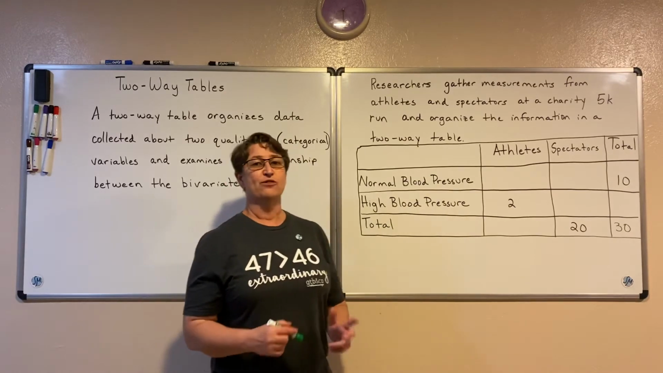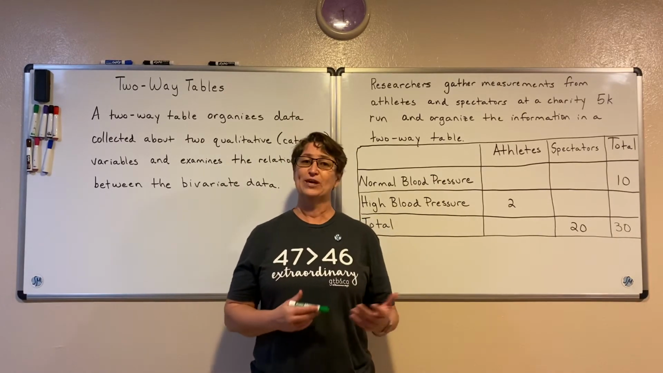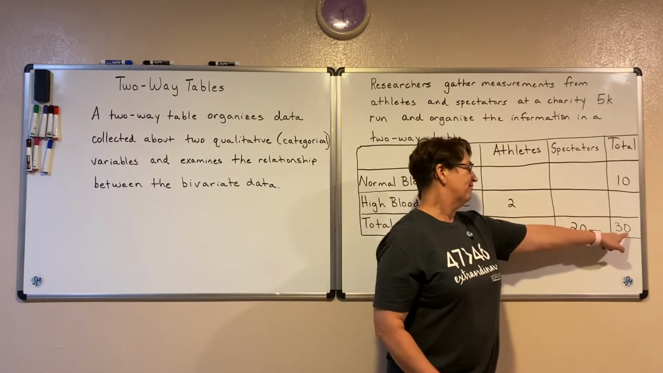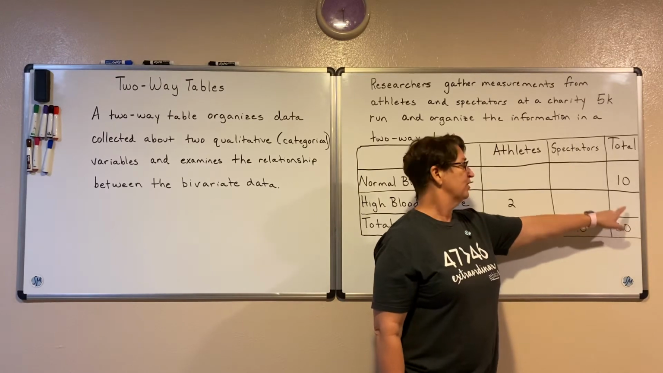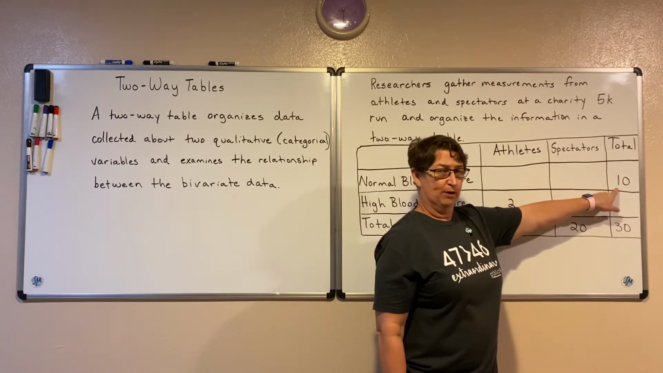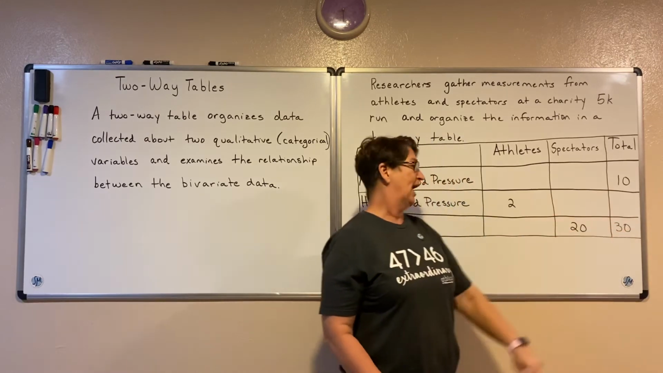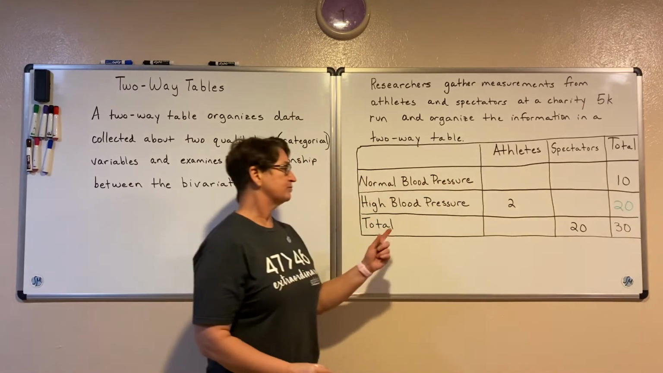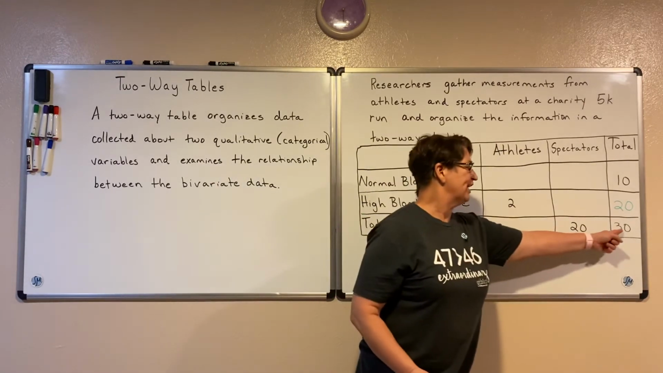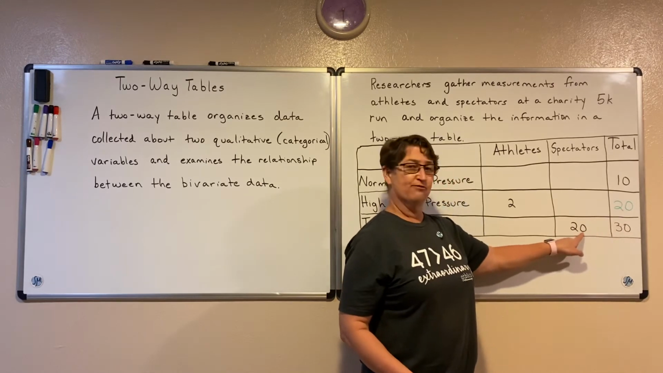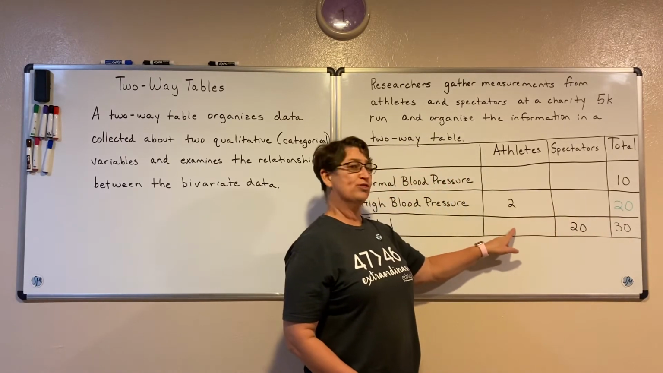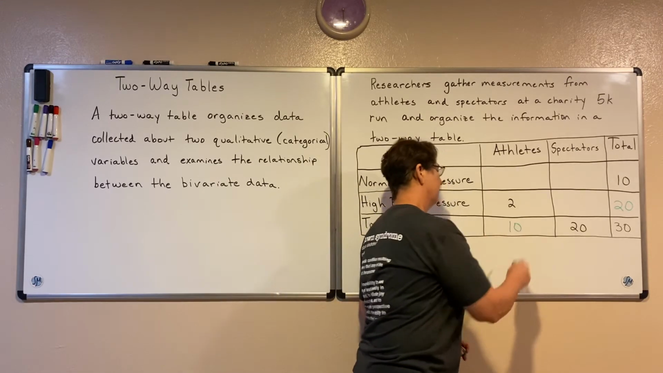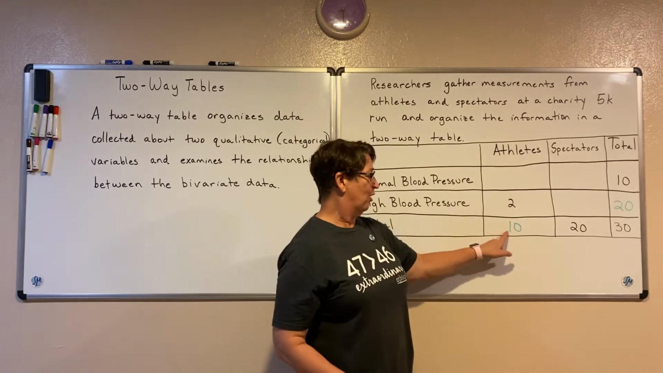We've only filled in a few of the values, but once we have a few of the values, we can fill in the rest just by adding and subtracting. So here, if I know I have 30 total people and 10 of them had normal blood pressure, with a little subtraction, I can find that 20 people had high blood pressure. Again, if I have 30 total people and 20 of them were spectators, then with a little subtraction, I can find out that I had 10 total athletes.